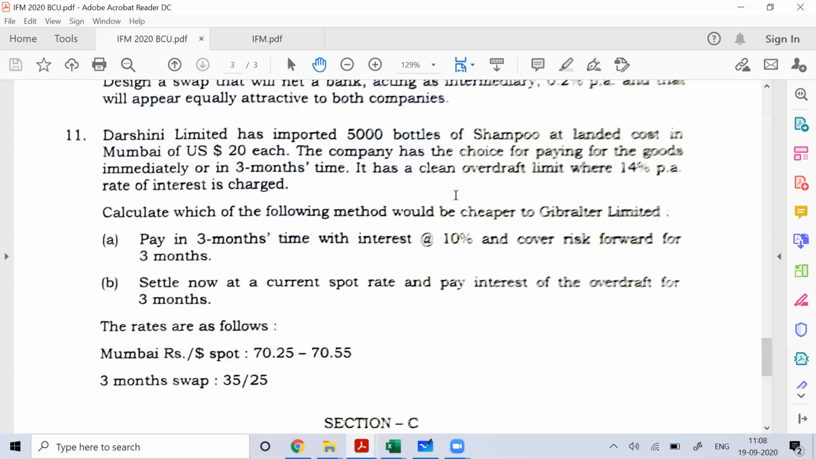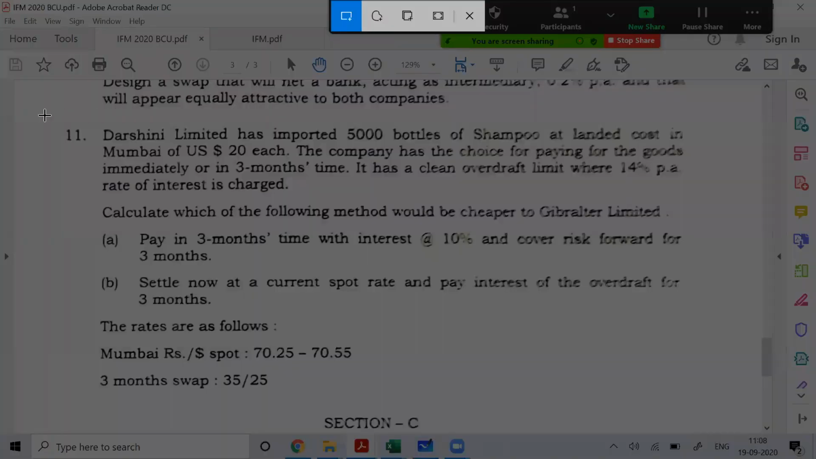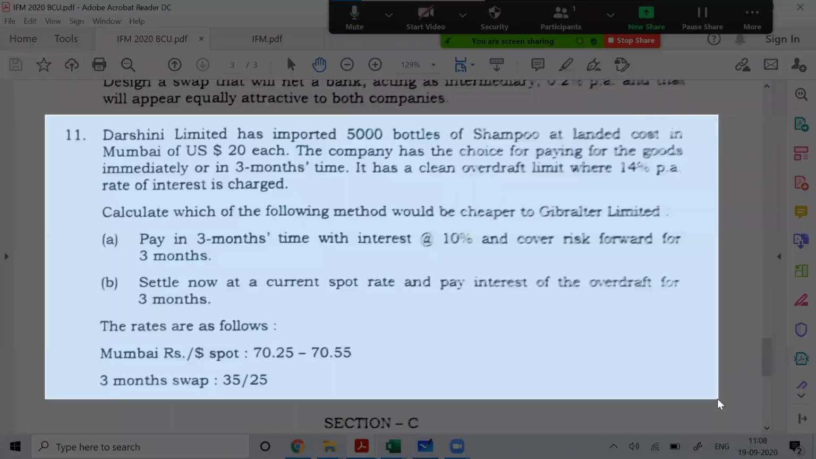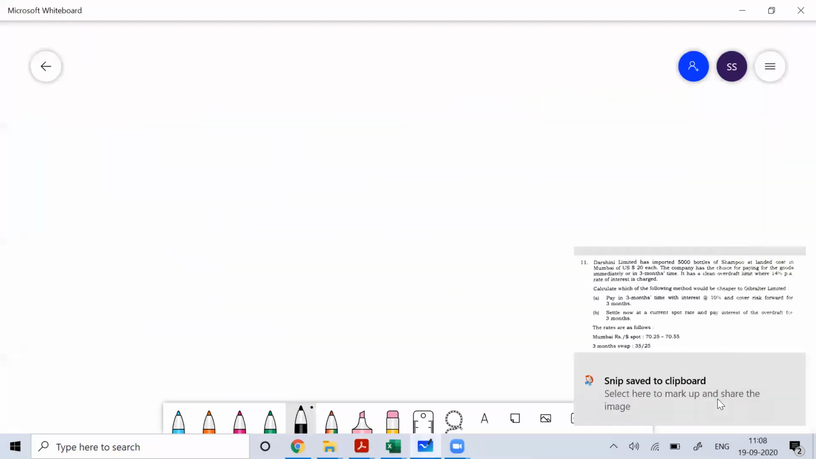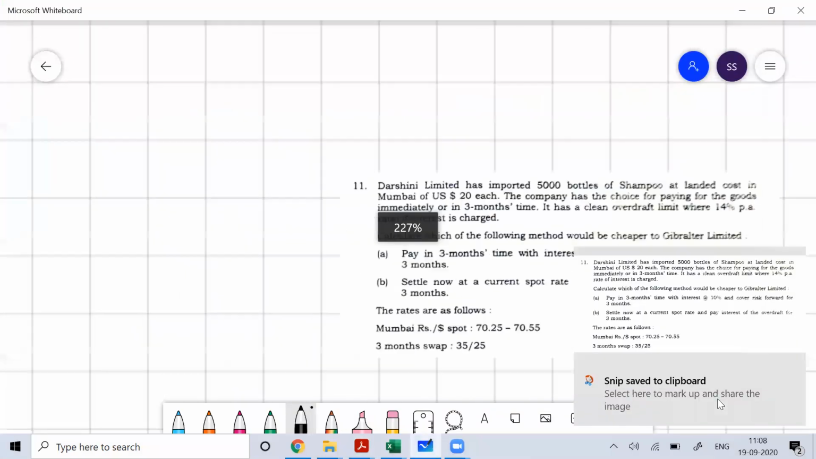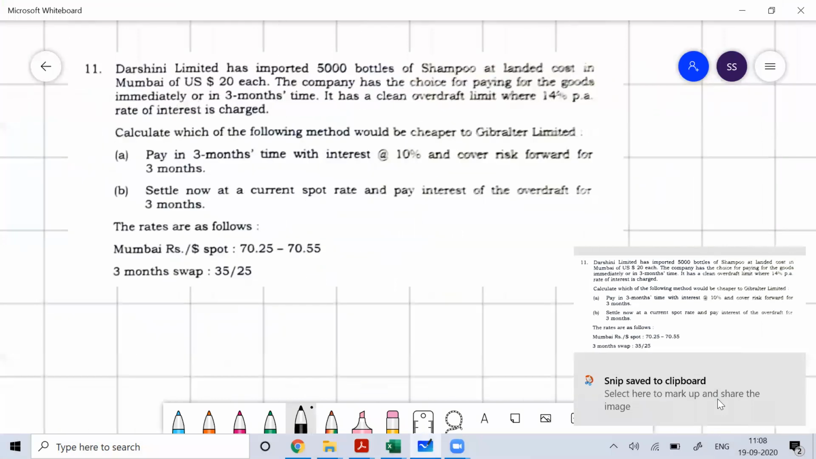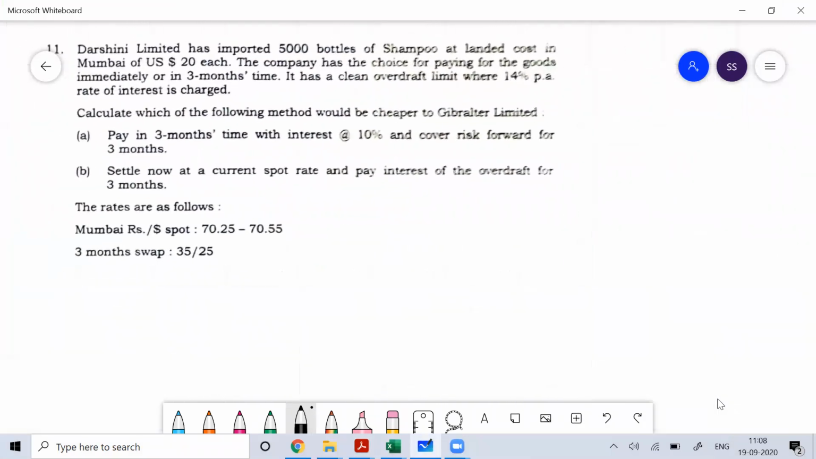In this question, first I'll do the second case, that if they settle now at the current spot rate and pay the interest on the overdraft for 3 months. So first I'll do the second case. Okay, first let me take the screenshot. So you can see this problem.